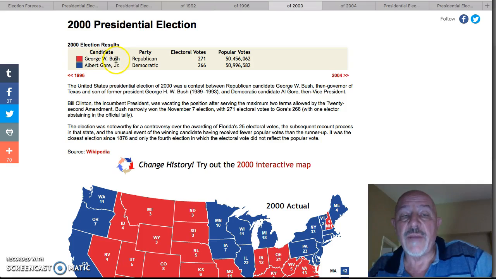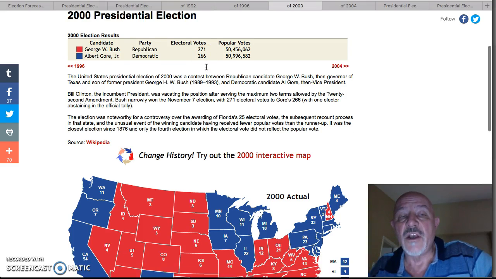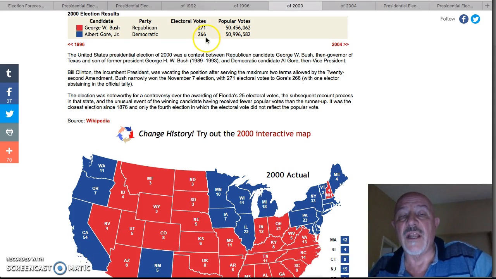So this was George W. Bush. There was no incumbent. He was on the Republican side. Al Gore was the vice president under Bill Clinton, who now was retired, and so he was the nominee for the Democrats. This was the closest election that we can imagine. As it turned out, and you can see right here, Florida was the controller of that election.